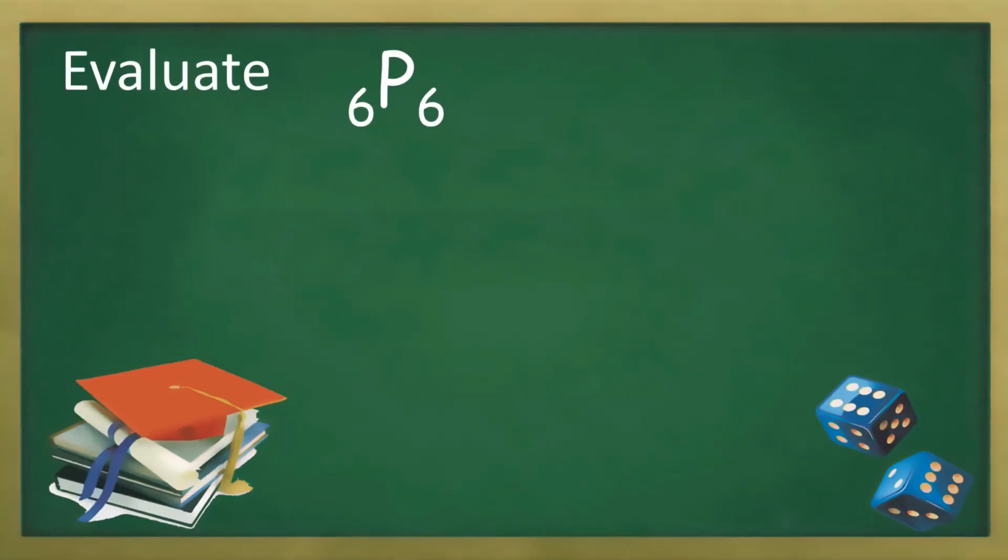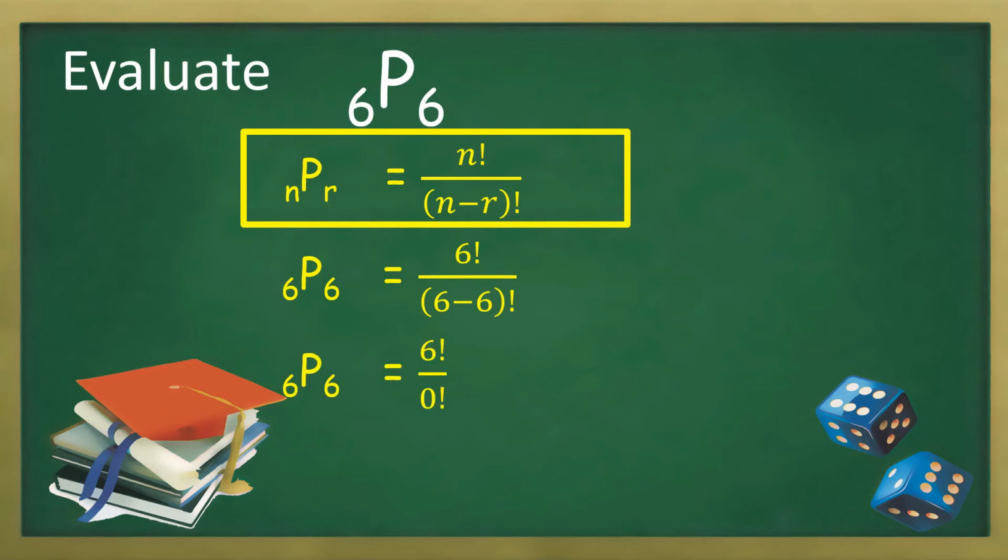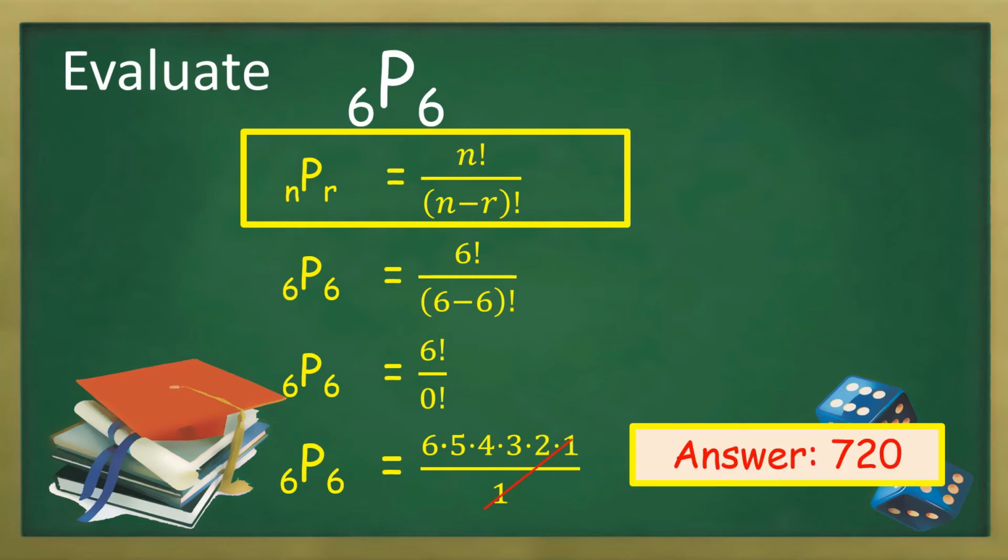Okay, so let's have another example. Let's say we have 6P6. Again, using the formula, nPr is equal to n factorial over (n minus r) factorial. Then we're going to replace n with 6 and r with 6. That will give us 6 factorial over (6 minus 6) factorial. Solving for this, we will have 6 factorial over 0 factorial. And we all know that 0 factorial is equal to 1. So therefore, we will have 6 times 5 times 4 times 3 times 2 times 1 over 1. Then we will have 720.